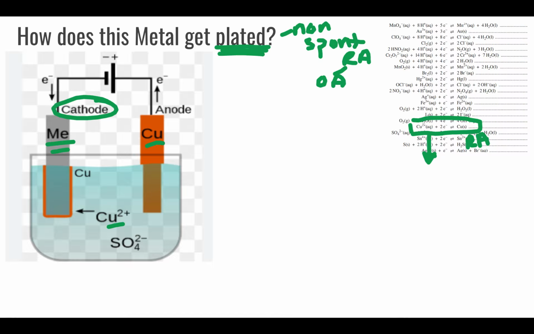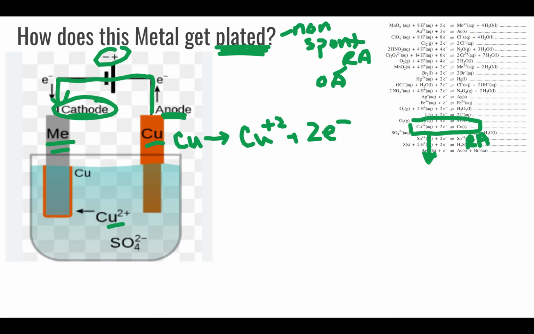So in electroplating, what you do see in this picture is describing it. We would have a power source that's going to push your electrons over to the cathode, and it doesn't matter what type of cell we have, your electrons always move from the anode to the cathode. And when that happens, your copper metal is going to lose electrons, right? It's undergoing oxidation, and that's going to turn into Cu²⁺ and 2 electrons.